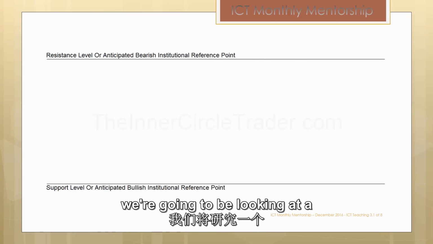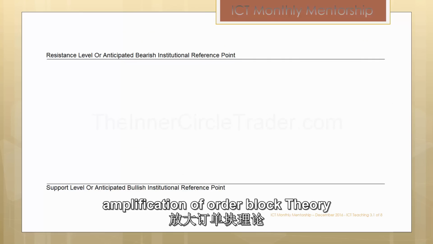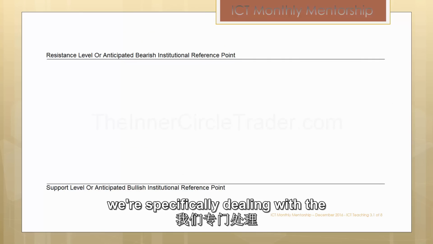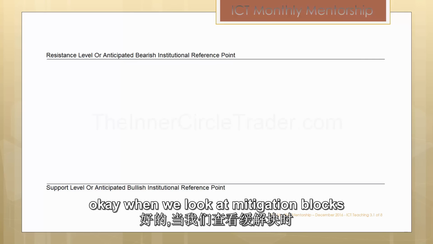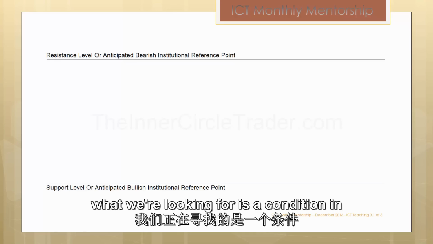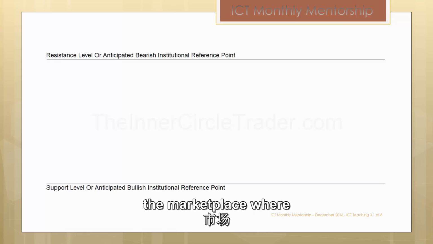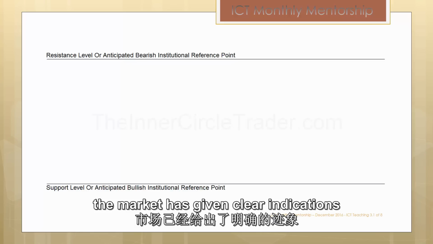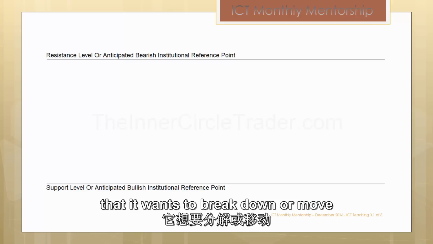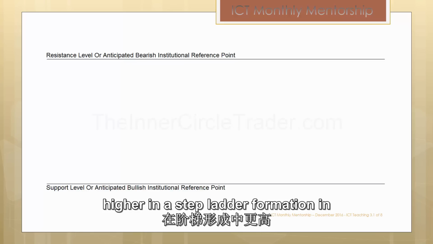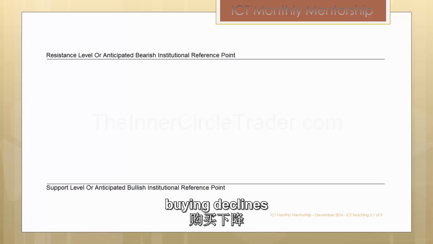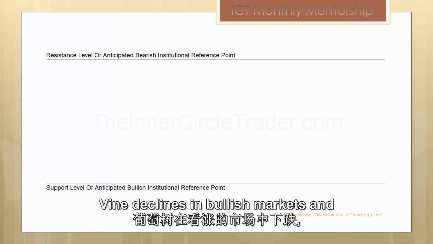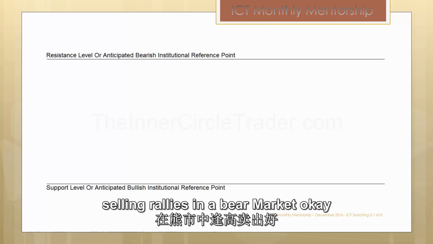We're going to be looking at an amplification of order block theory. We're specifically dealing with the mitigation block. When we look at mitigation blocks, what we're looking for is a condition in the marketplace where the market has given clear indications that it wants to break down or move higher in a step ladder formation. In other words, like selling rallies or buying declines. Buying declines in bullish markets and selling rallies in a bear market.